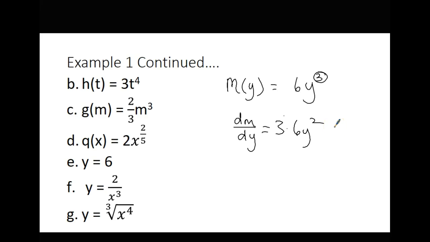Okay. And then we can simplify these coefficients. 3 times 6 is 18. So it's 18y squared. Okay. All right. So that's the derivative of m with respect to y. Let's move on.